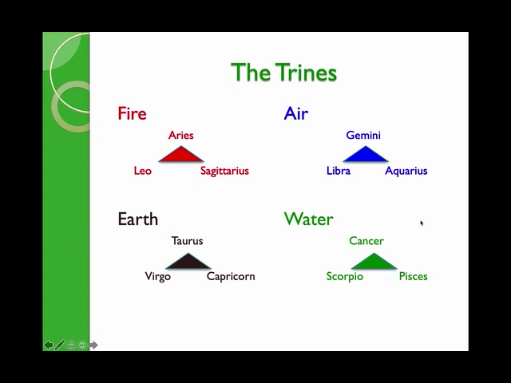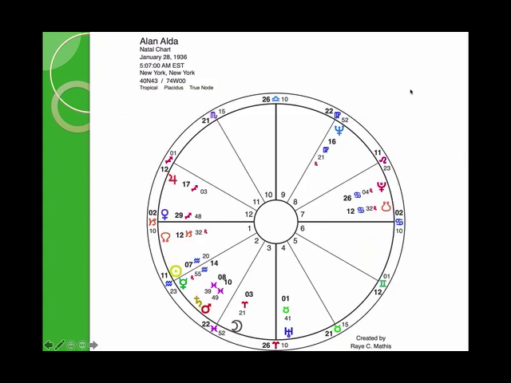All right, now we come to the trines. These are the elements. Fire, the fire signs all trine each other. Air trines, water trines, earth trines. So let's see what we can find. Now this is a chart for Alan Alda, who is another actor. We're looking for trines now. And of course, these would be in the same elements.